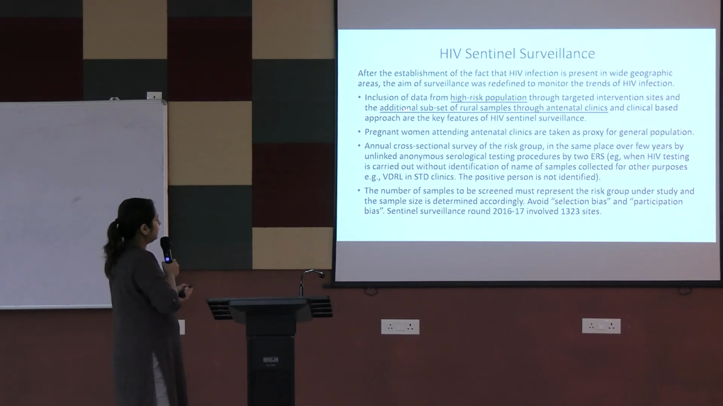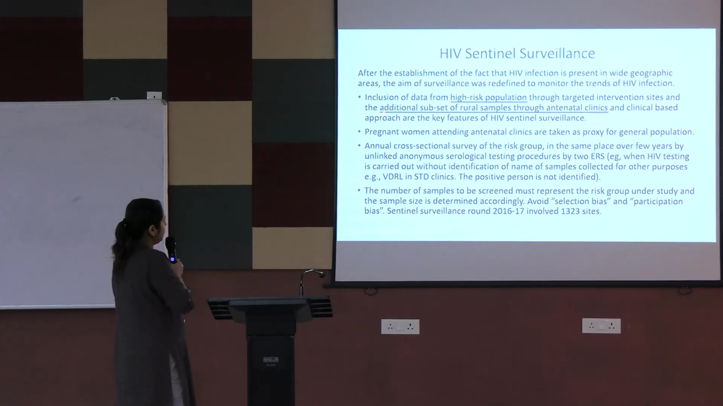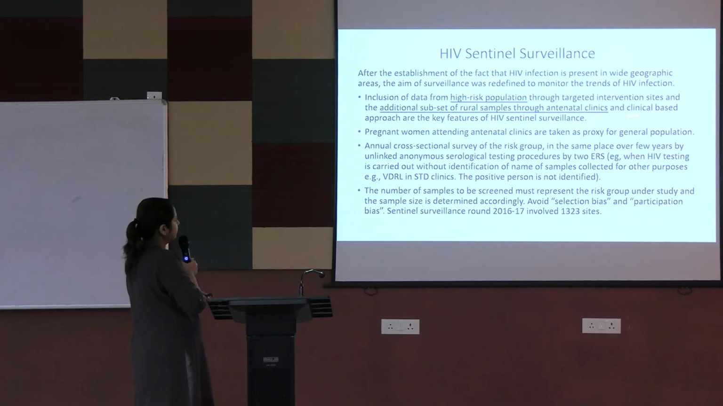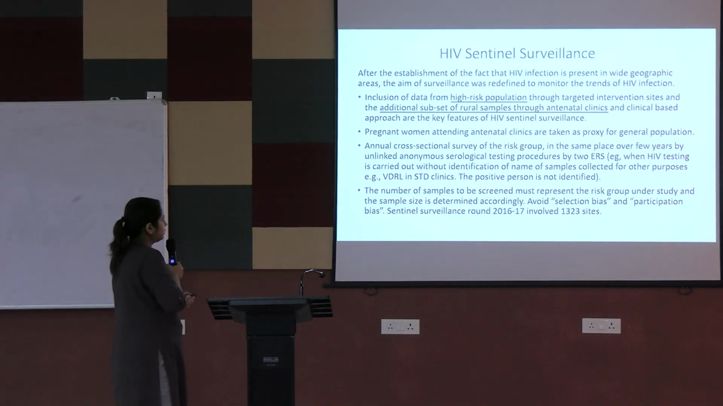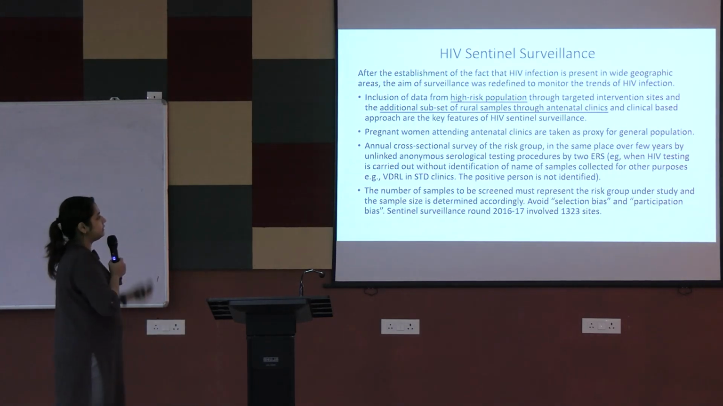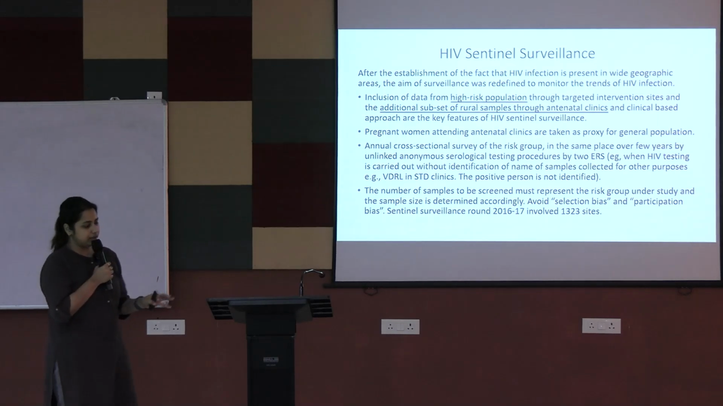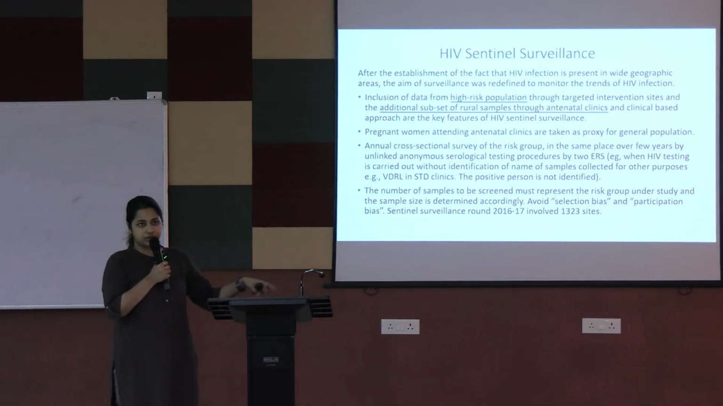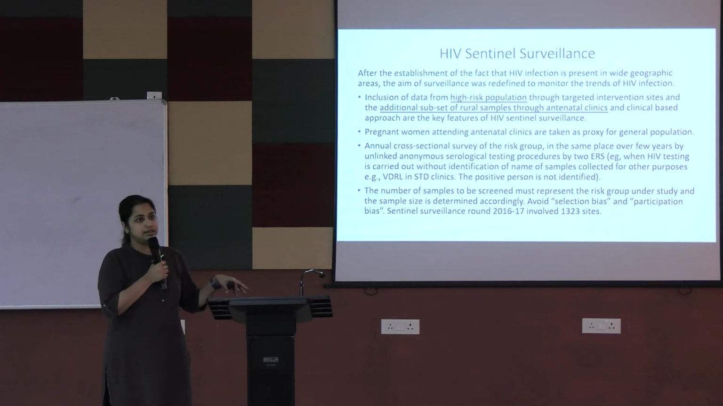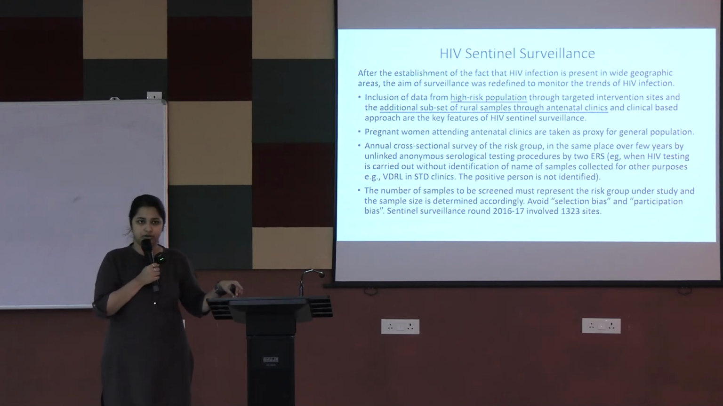So you include the data from the high-risk population through targeted intervention sites, and the additional subset of rural samples, to antenatal clinics and clinic-based approach. These are the key features of HIV Sentinel Surveillance. What does it mean? Basically, the high-risk population that we studied last week, they are doing some tests. They had been targeted for screening of HIV, that is one. Secondly, people who are undergoing regular screening, for example the antenatal population, who are doing their regular screening procedure. One of them consists of HIV screening also.